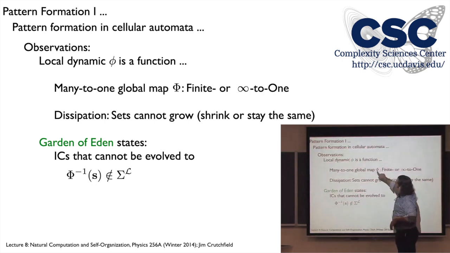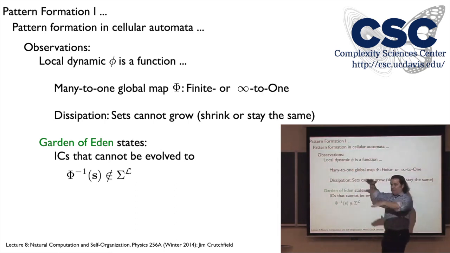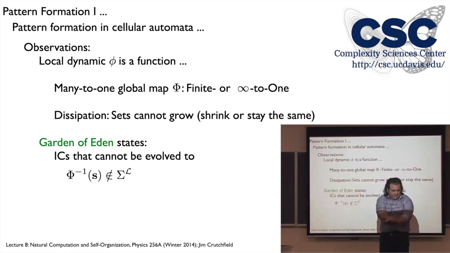And that means that this global mapping, big phi, is itself a function. And as a result, this global map can be many to one. In fact, it's sort of rare, when you specify your local dynamic, to make phi be one to one. So what does many to one mean? There'll be two different configurations at time t that map to the same next configuration. Imagine phi mapped everything to zero. Whether it's all ones, or peppered with ones and zeros, or all zeros, all of that is going to map to zeros. It's trivial. That's an example of an extreme global dynamic.